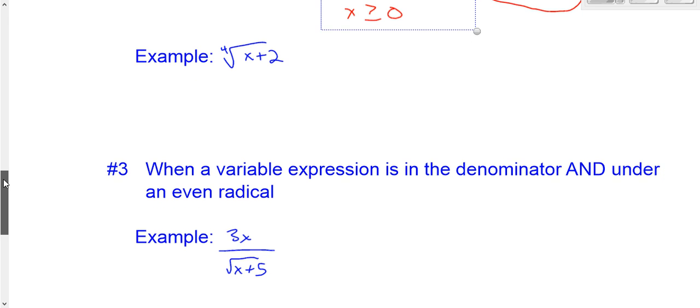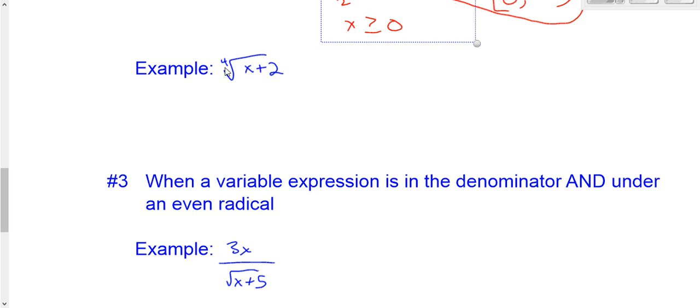Okay, now here is another one, but it's a fourth root. Still an even number, so we do have a restriction. If it was a cube root, it would be fine, no restriction. If it was an odd number out here, no restriction at all. Even numbers, we have a restriction. But we aren't going to change the way we think about this, because it still has to be greater than or equal to 0. So the variable expression x plus 2 has to be greater than or equal to 0.